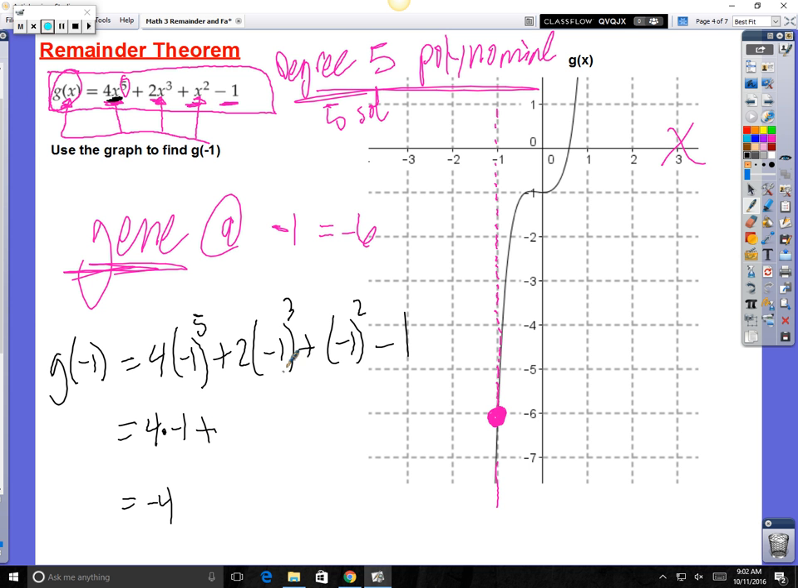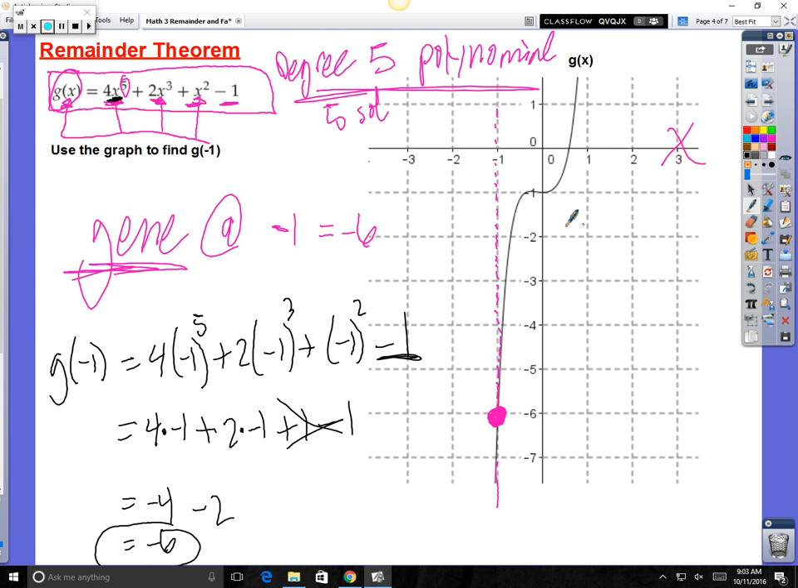Okay, let's do the next piece. What's negative 1 times negative 1 times negative 1? Is it negative or positive? And then you gotta times it by 2. So what's 2 times a negative 1? So that's a negative 2. What's negative 1 times negative 1? Positive or negative? It's positive 1. And then you've got a negative 1. And what's a positive 1 and a negative 1? 0. So what's a negative 4 and a negative 2? Negative 6.